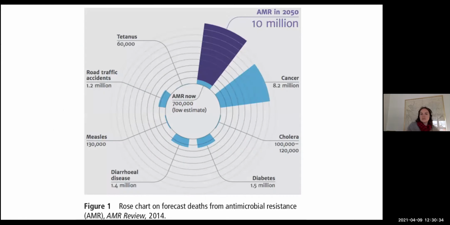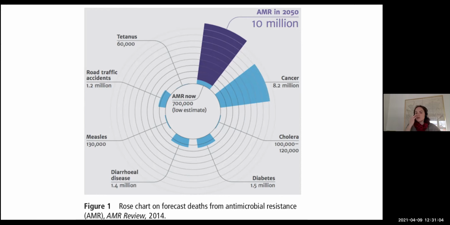One thing that comes up is this rose chart. I think everyone's seen this, right? It's from Antimicrobial Resistance: Tackling a Crisis for the Health and Wealth of Nations, from the AMR review that was commissioned by the UK government in 2014. Their main projection is that by 2050, 10 million people will die from antimicrobial resistance. And I want to be clear, this is a projection.